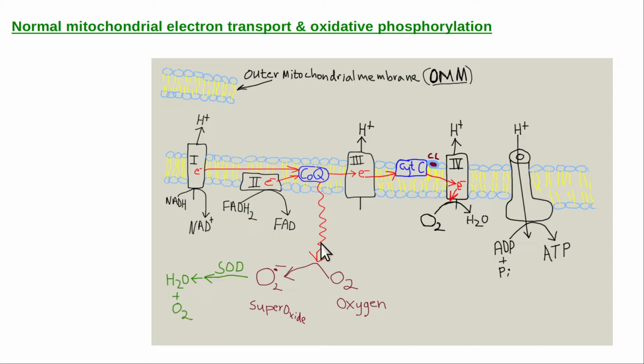That always happens in small amounts. We're going to talk about situations that are abnormal, pathology. Pathology means disease, where this happens too much. But just know that it always happens a little bit. And as a matter of fact, it's part of normal signaling to the cell about what is happening with the inner mitochondrial membrane. Okay?